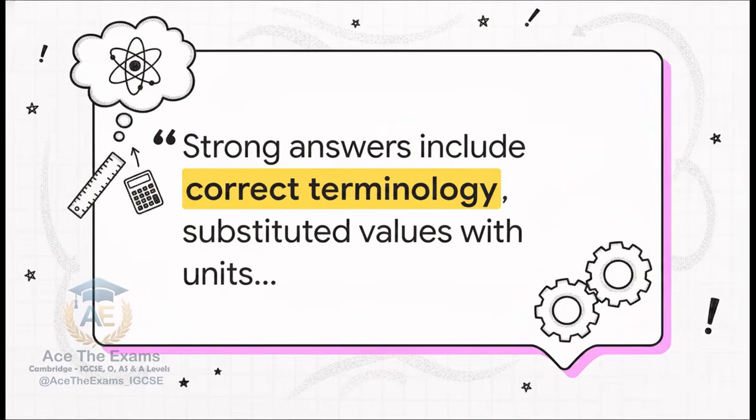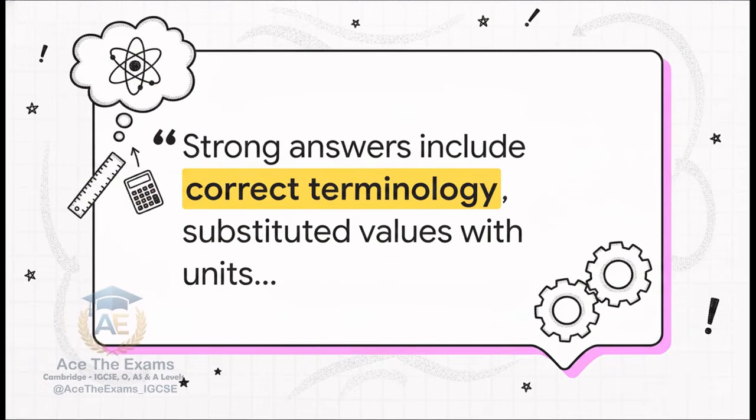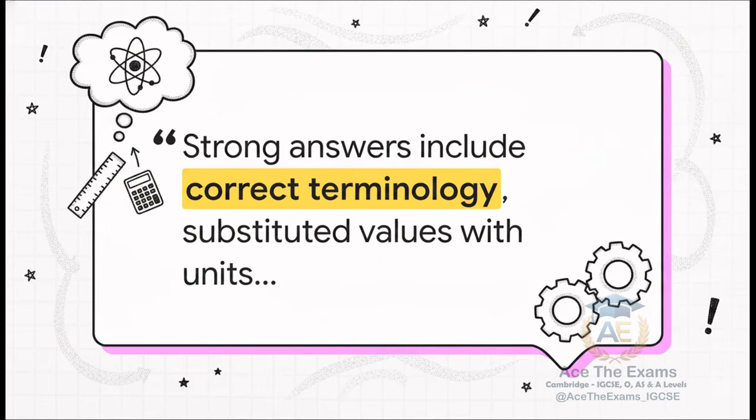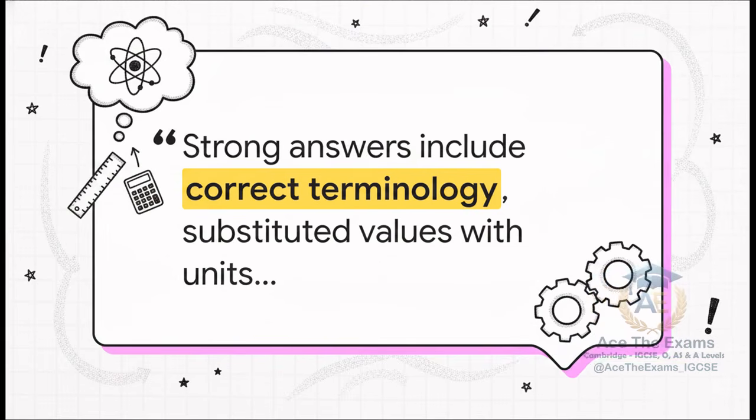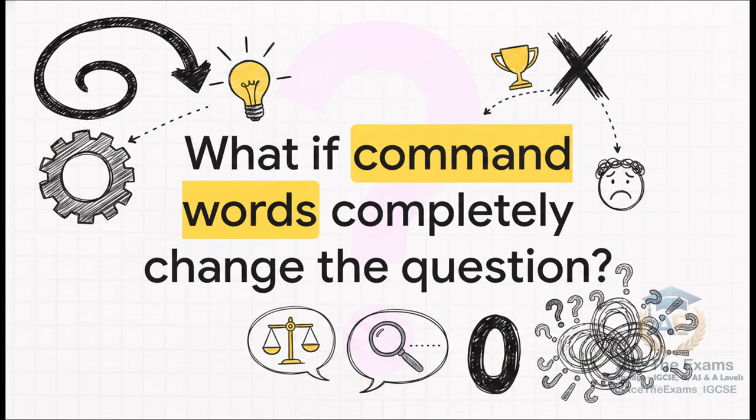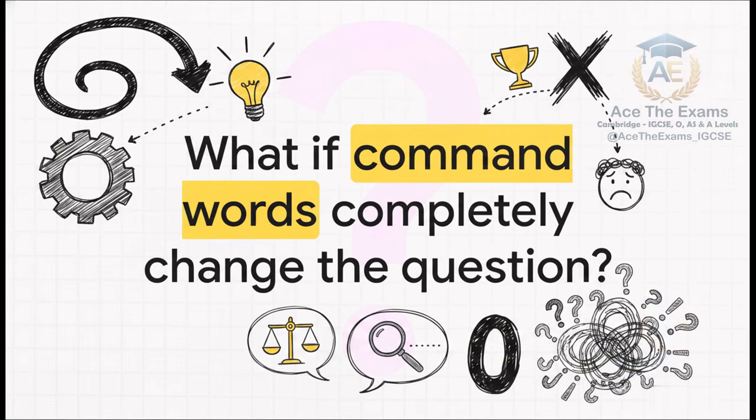To recap what we've covered in this explainer so far, let's look directly at the examiner's own expectations, straight from the source. They state clearly, strong answers include correct terminology, substituted values with units where needed, and conclusions supported by data. It's not just about fundamentally knowing that energy is conserved. It is about relentlessly proving to the examiner that you can communicate that conservation using their highly specific language, formatting, and strict rules.